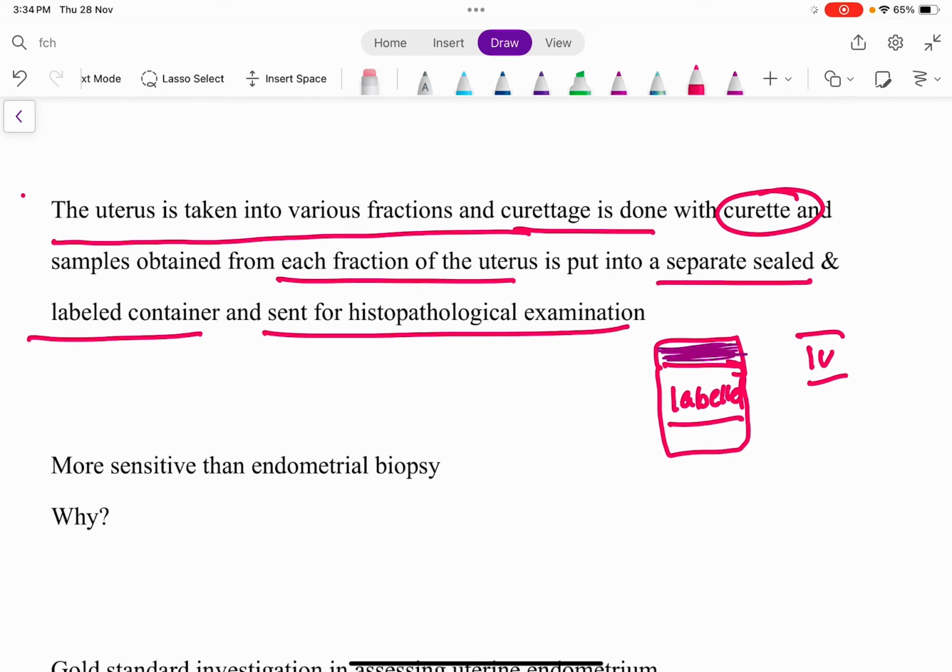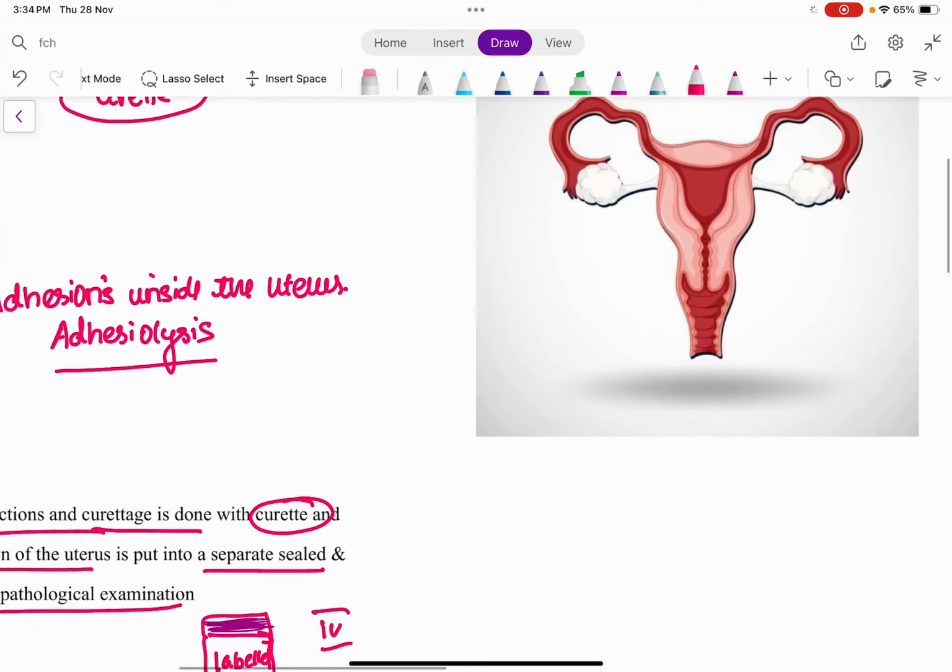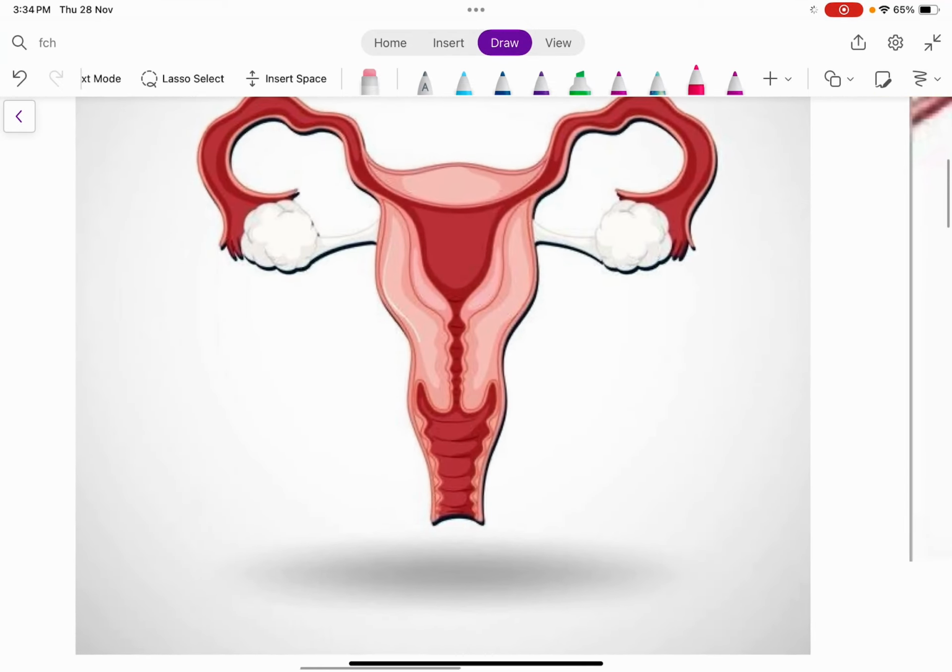So this is the proper definition of fractional curettage and hysteroscopy. The uterus is taken into various fractions, curettage is done with the help of a curette, and the samples obtained from each fraction of the uterus are put into a separate sealed and labeled container and sent for histopathological examination. Is that clear? Yes. So let me show you the diagrammatic representation as well.